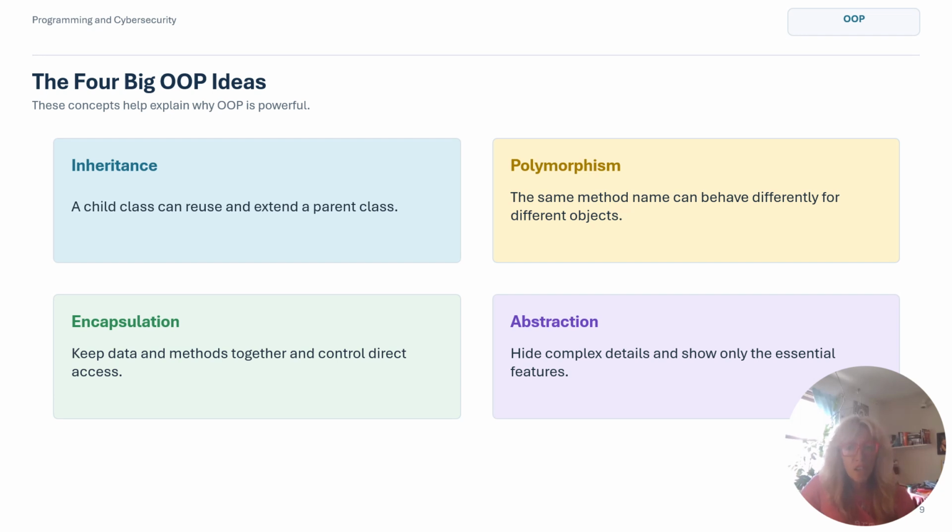Finally, we have abstraction, which means hiding the complicated internal details and only showing the important features. This makes a program easier to use because you do not always need to know or understand everything that's happening behind the scenes, hence abstraction, right? So the big takeaway is that these 4 ideas help make code more reusable, flexible, organized, and easier to manage. And that's a big reason why OOP is so powerful, especially in larger programs.